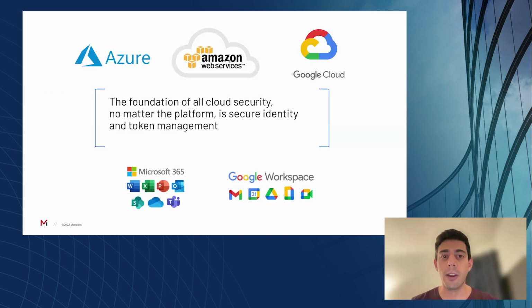Before we get started, I want to ground our discussion in this slide: when we think about access to the cloud, and that could be Google Workspace, that could be Azure, that could be Amazon, Slack, anything in the cloud, we need to remember that the foundation of all security is going to be identity and token management. We're not dealing with a traditional on-premises environment where there's a network perimeter with firewalls and end user devices and servers that we need to keep track of.